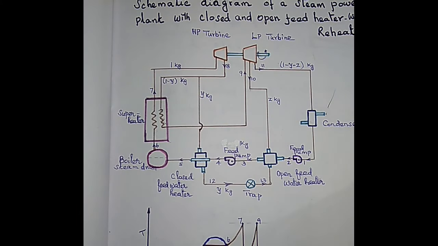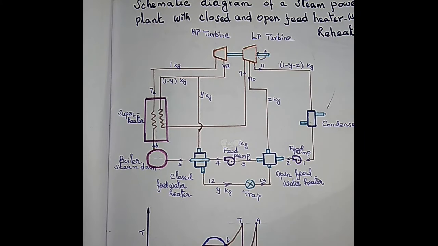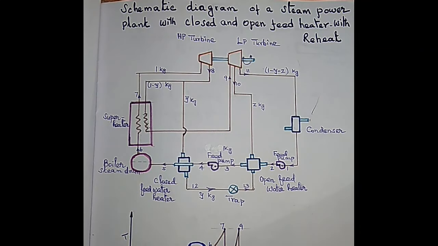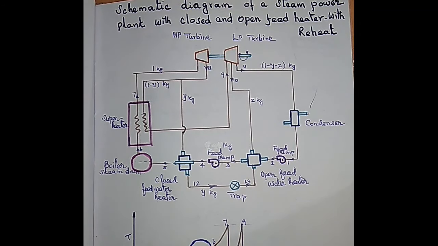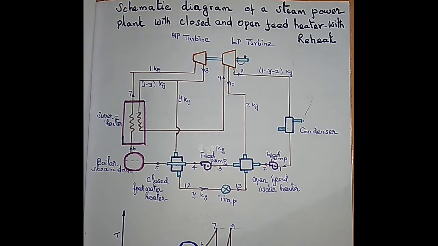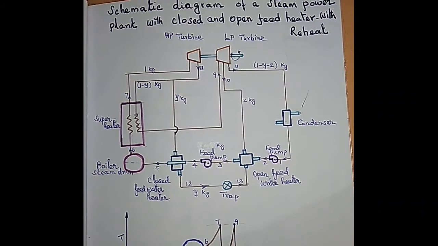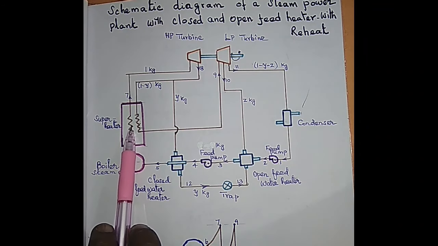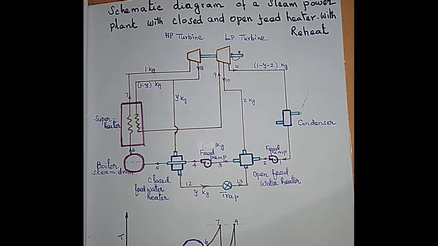Today we are going to see the description of a steam power plant with reheating and regeneration. What reheating is and what regeneration is. Here the boiler steam drum, where saturated steam is produced, and the saturated steam is passed through the superheater. Superheater is also part of the boiler only.